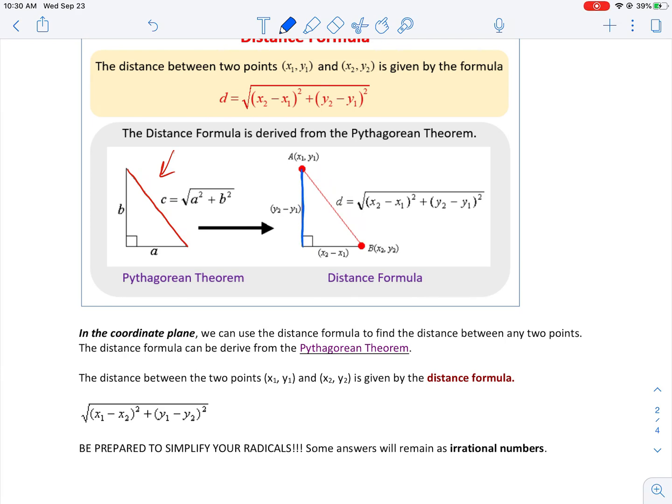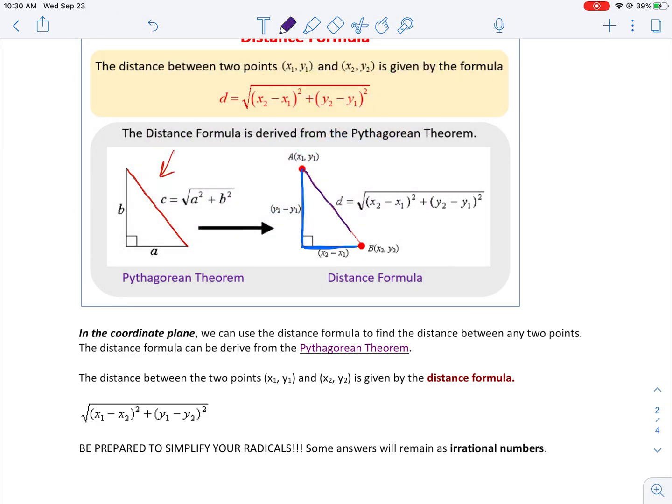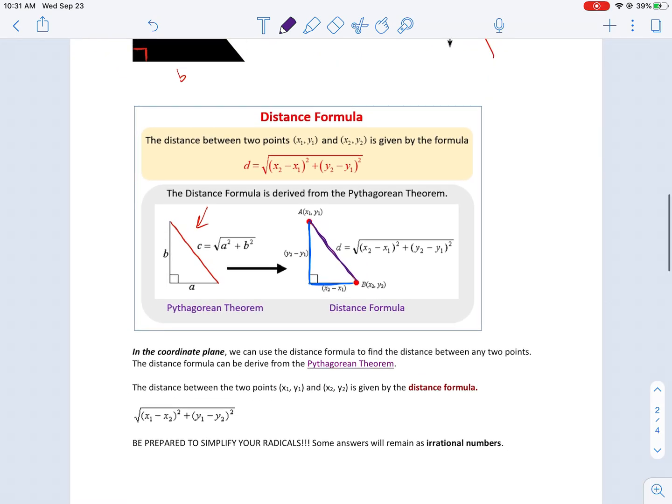Okay? So it finds this distance by going y2 minus y1 on the y-axis. And then it finds this distance by going x2 minus x1 on the x-axis, squares both of those, adds them together, and you take the square root, and you're left with the length of this side right here. Okay, so it's pretty cool that they use Pythagorean's theorem. Again, this 2,000-year-old formula is used in order to find the distance between 2 points on the coordinate graph.